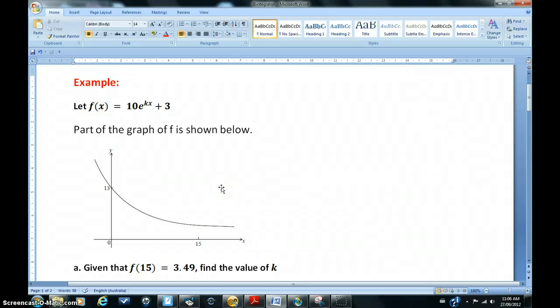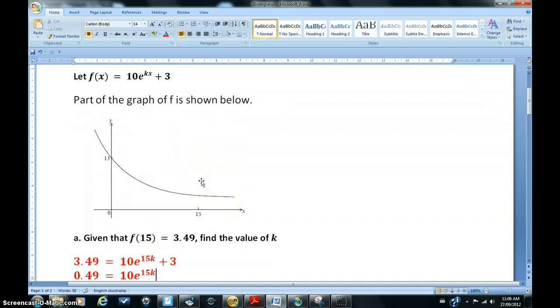I'm Mike James, and I'm going to show you how to solve a problem using the calculator. Now we've got this function f(x) equals 10e to the power of kx plus 3, and part of the graph of the function is shown below. The first part is to work out the value of k. So part A says, given that f(15) equals 3.49, find the value of k.